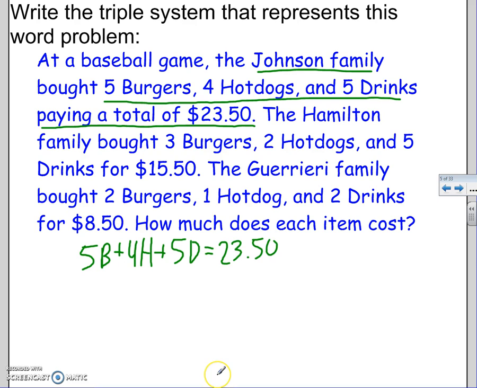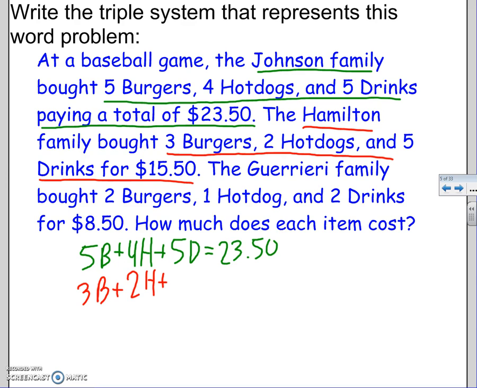The next one, the Hamilton family, 3 burgers, 2 hot dogs, 5 drinks, paid $15.50. So 3 burgers plus 2 hot dogs plus 5 drinks, total price $15.50.